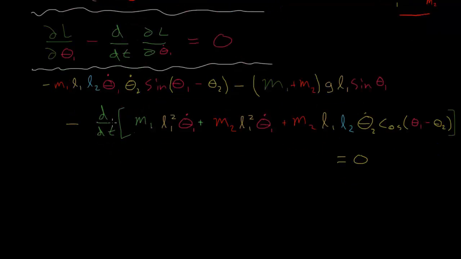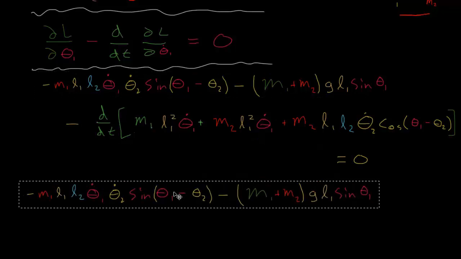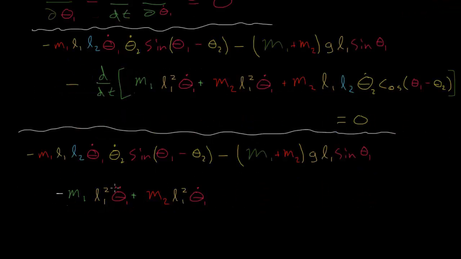all right, now we have to take the time derivative of this, so we'll rewrite it. And for this term, theta 2 dot is a function of time, and so are theta 1 and theta 2. So it turns out we need to use the product rule.